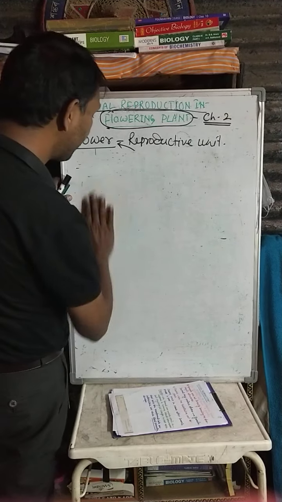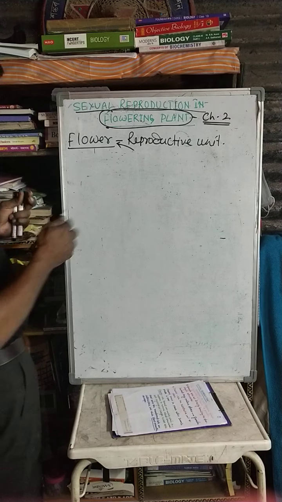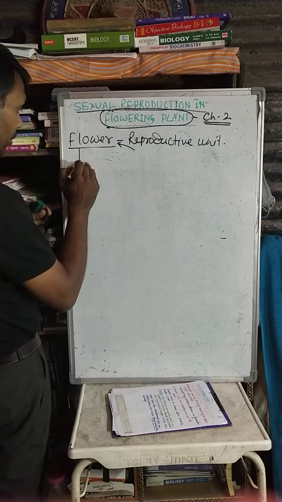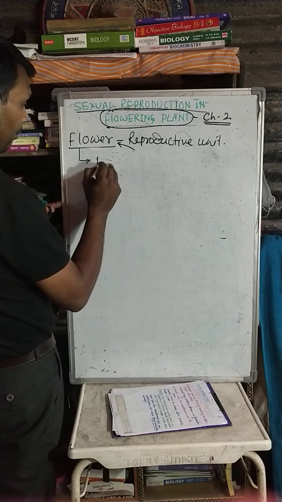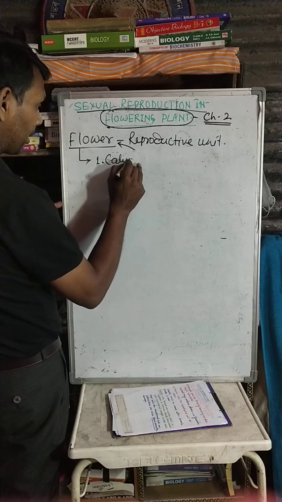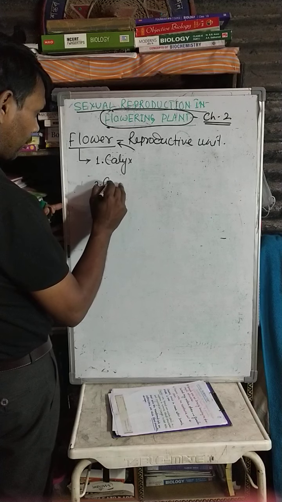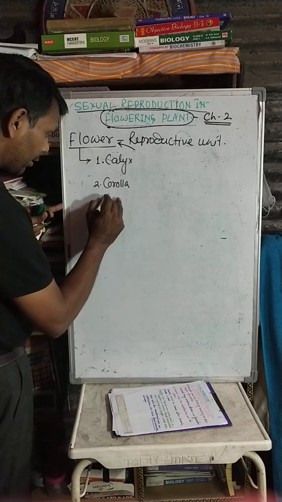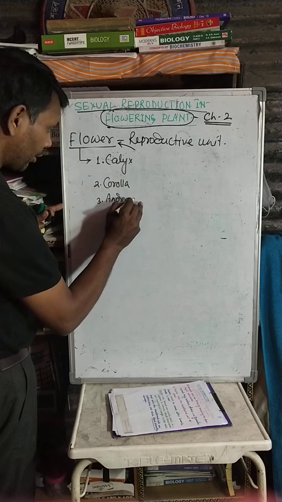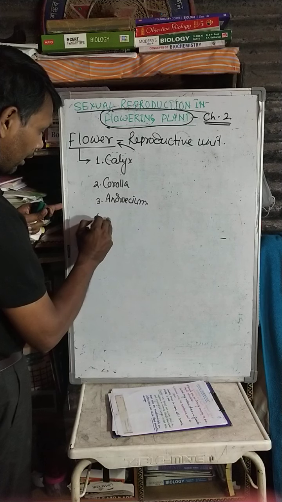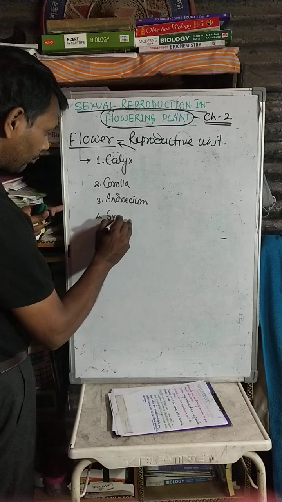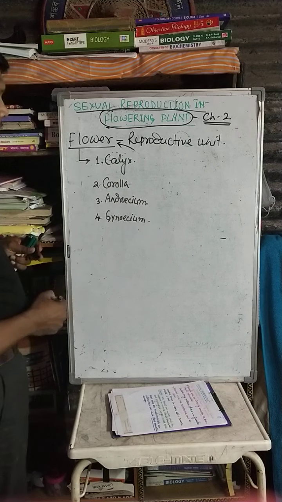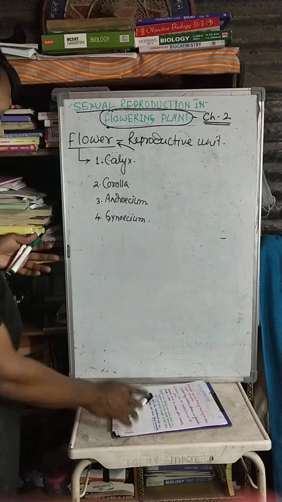So the reproductive unit flower consists of 4 parts. Number 1, calyx. Number 2, corolla. Number 3, androecium. And number 4, gynoecium. So calyx, corolla, androecium and gynoecium.